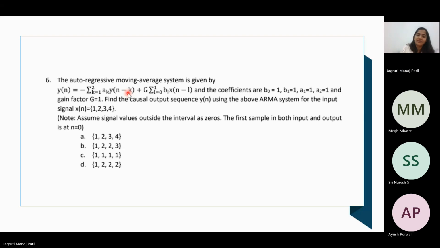Actually, ma'am, it will be y of minus k at n equal to 0. And when we put k equal to 1 and 2, it will be on the negative side, y of minus 1, y of minus 2, and it will be 0 because it is a causal system. It is given that the first sample in both input and output is at n equal to 0. Similarly in the case of minus l also. Okay, just have a look.